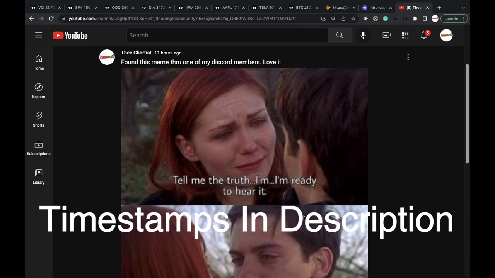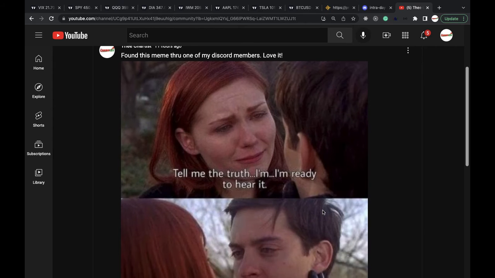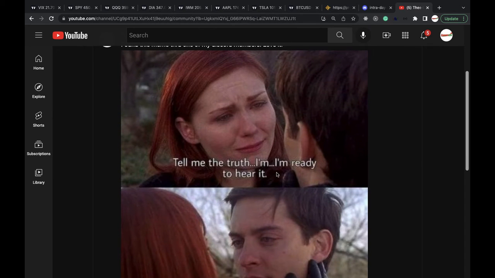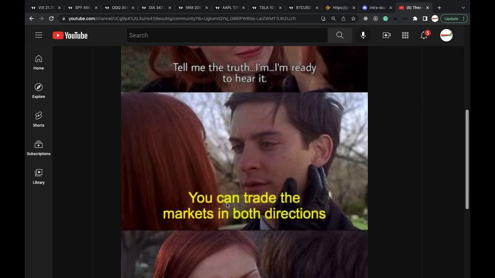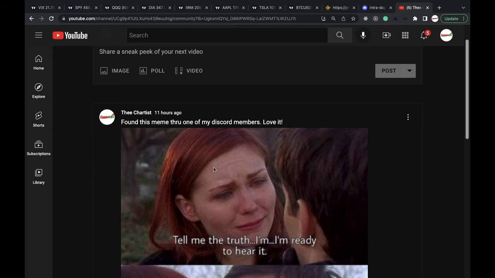I am the Chartist, and I have to say this is probably one of my favorite memes of all time. Mary Jane Watson and Peter Parker. Tell me the truth. I'm ready. I'm ready to hear it. You can trade the markets both ways, both directions. Your boy can't read today, but here she is crying. I love this meme because it's true. You can trade it both ways.